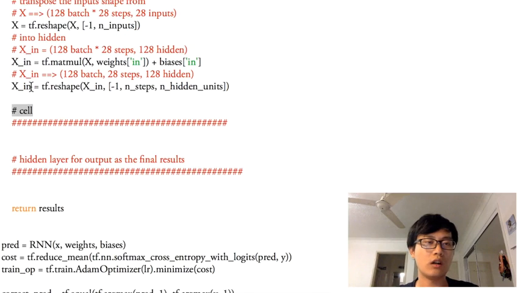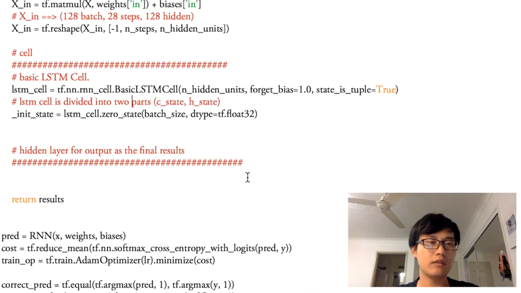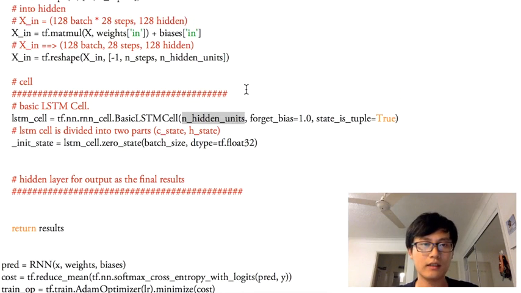Now we're going to input this result into the cell. This is 3D, and the cell can accept 3D as well. So these two steps are to define the cell. We're going to use the tf.nn.rnn_cell.BasicLSTMCell, and this n_hidden_units is the cell size. So I have 128 hidden units in this cell.